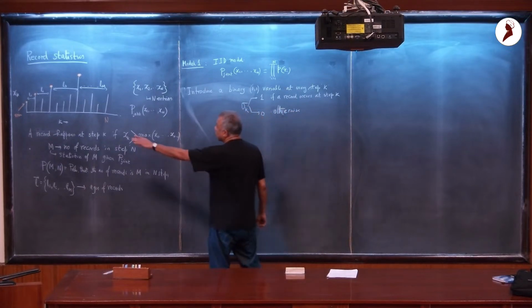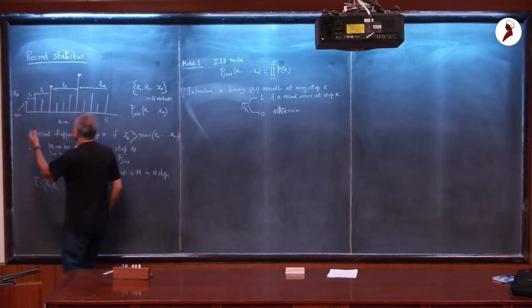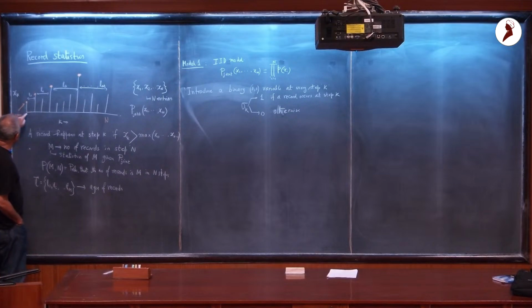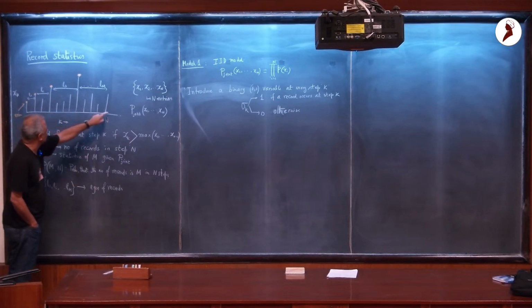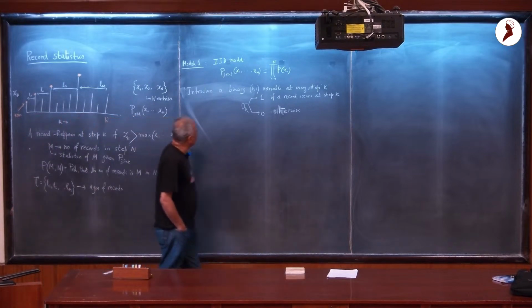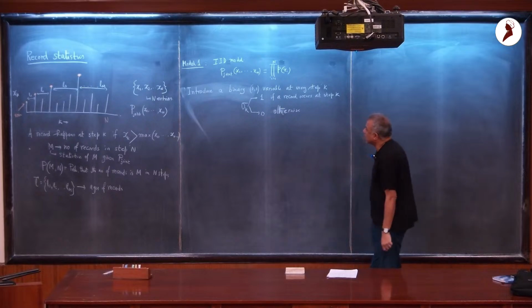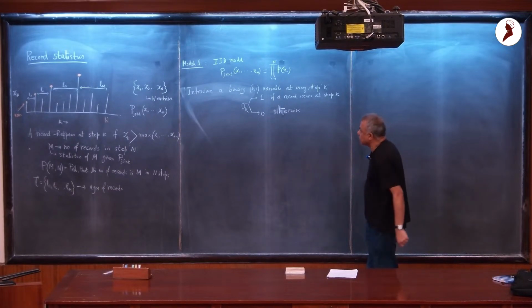So for each configuration of your entries, I can find out what is the value of sigma 1. So sigma 1 is 1 because the first entry is a record. Sigma 2 is 1. Sigma 3 is 0. Sigma 4 is 1. Sigma 5, 0, 0, 0, 1, 0, 0, 0, 0. So for any configuration of the entries, I can associate a string of sigmas, which tells me where the records are.